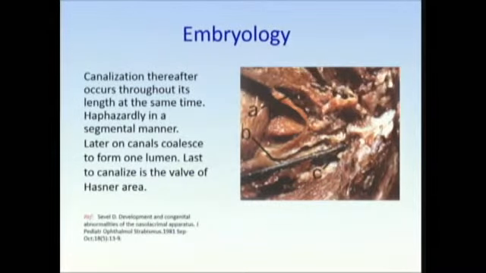It happens in all of the parts at the same time, okay? But the last one is the valve of Hasner. Canalization starts at the canaliculus, at the lacrimal sac, and at the nasolacrimal duct about the same time, but the final part of all is the valve of Hasner.